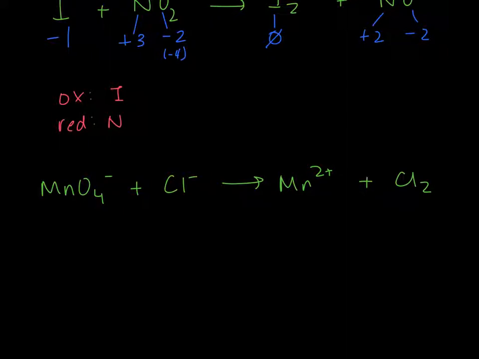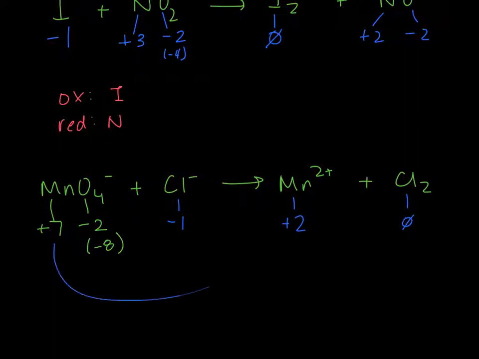I have permanganate, and this thing is obviously not balanced. The oxygen disappeared, so it must not be relevant in terms of what's being oxidized and what's being reduced. We just have to figure out what the oxidation numbers for everything are. And so oxygen is -2, so that's -8. We want one negative left over, and so that means that manganese has to be +7. Chlorine here is -1. Manganese here is going to be +2, and chlorine here is 0.